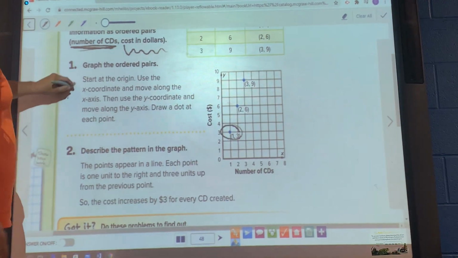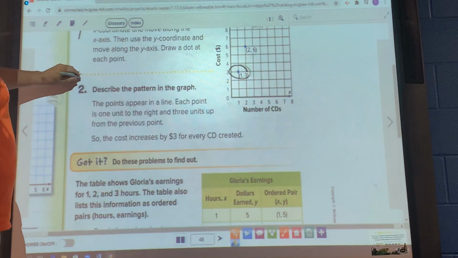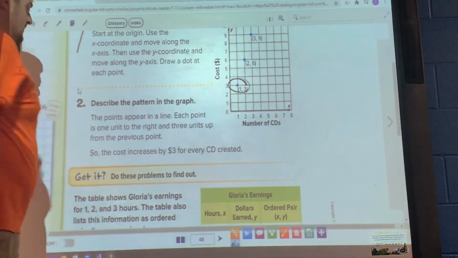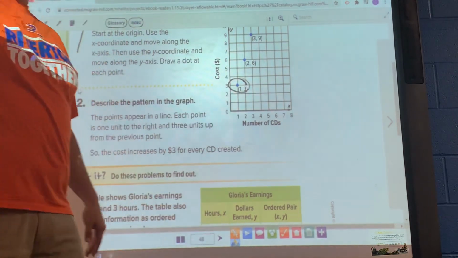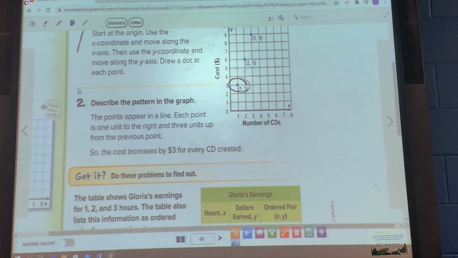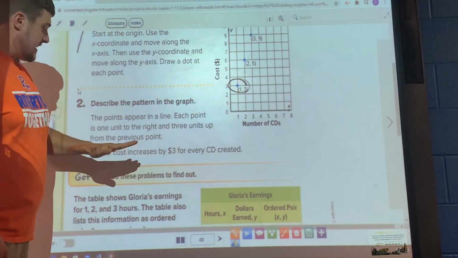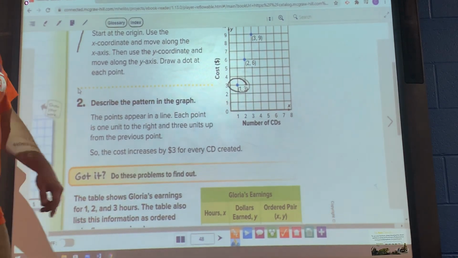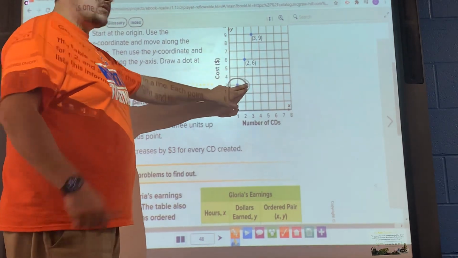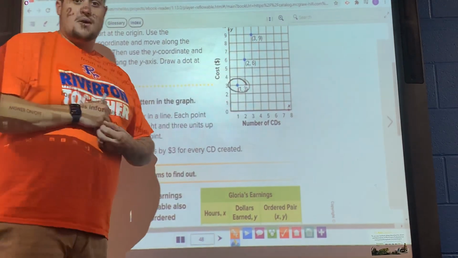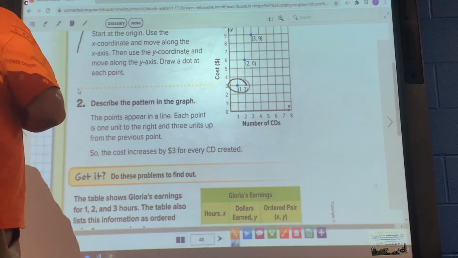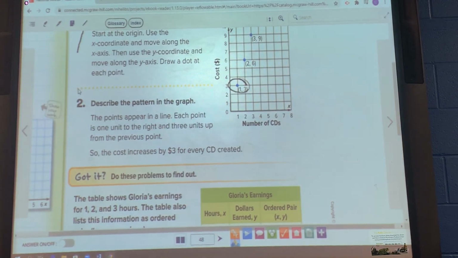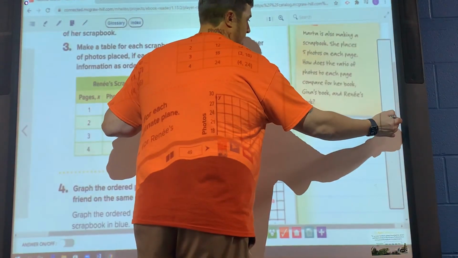Now, the second part of this, they want you to describe the pattern in the graph. So if we're looking at these 3 points, you could say that they form a line. If you connected the dots, it would form a line. So the points appear in a line. Each point is 1 unit to the right and 3 units up. So basically what that means is that the cost increases by $3 every time. So we just go over 1, so another CD, we go up $3. So every time you buy a new CD or add a CD to your collection, you're spending an extra $3 for this situation. Okay, so we're going to skip this part, we're going to go over a couple pages.